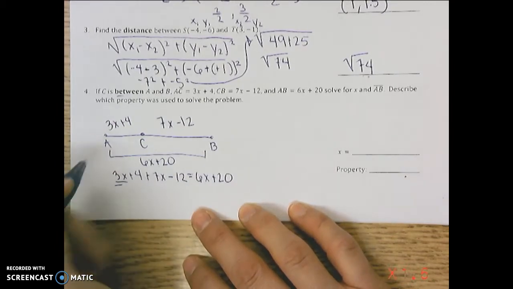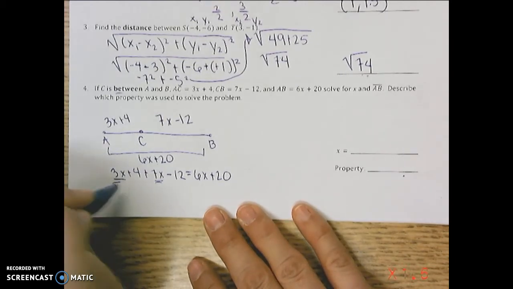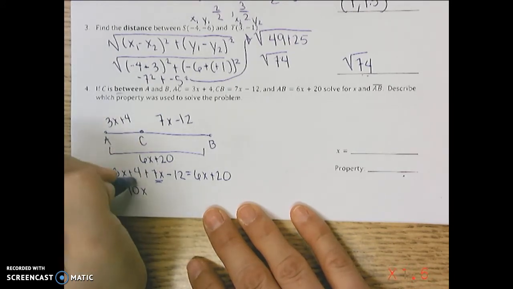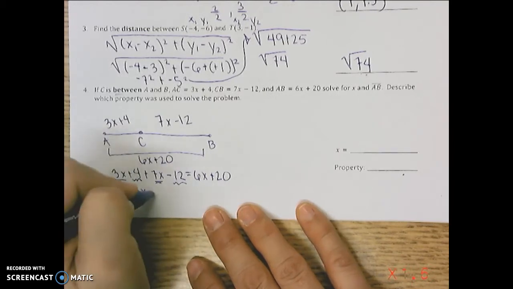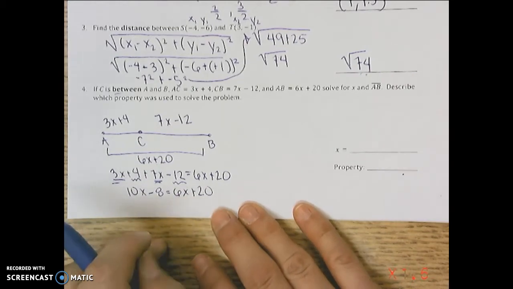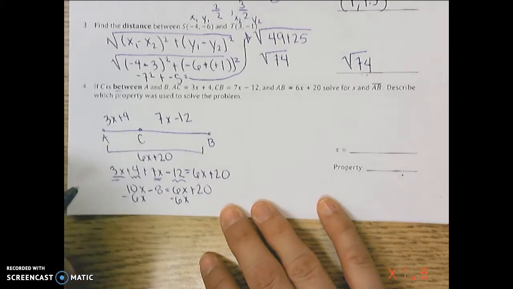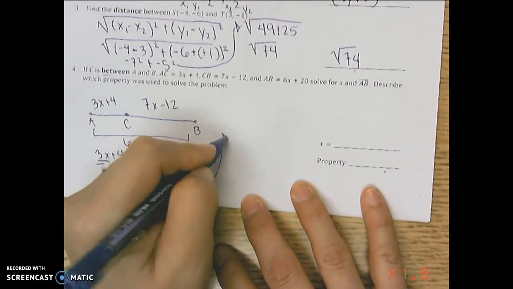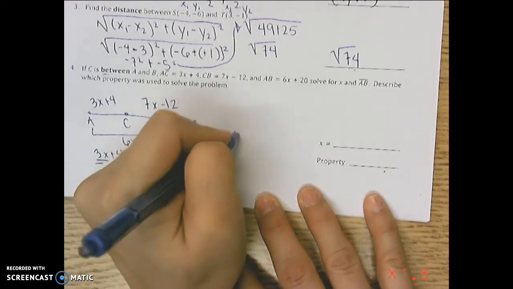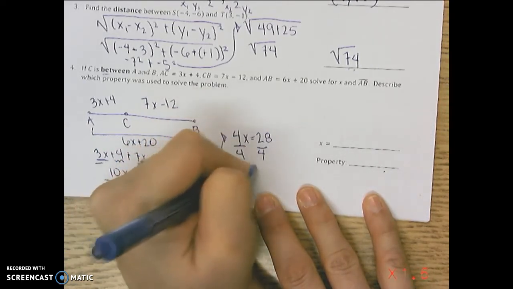Don't forget I need to combine like terms, so I will end up with 10x minus 8. It equals 6x plus 20. Now I want to get my x's on one side and my constants, my numbers without a variable, on another. So I'm going to take my work over here as I run out of room, and I'm going to subtract 6x and add 8 to both sides and end up with 4x equals 28. Divide by 4, x equals 7.